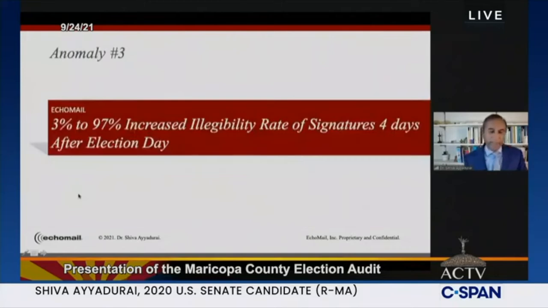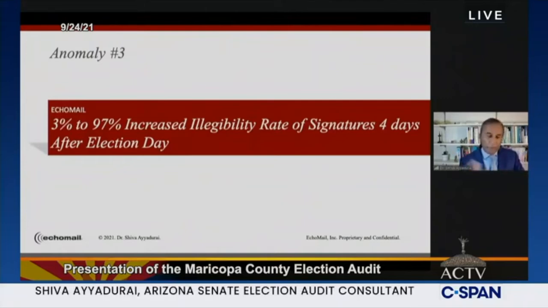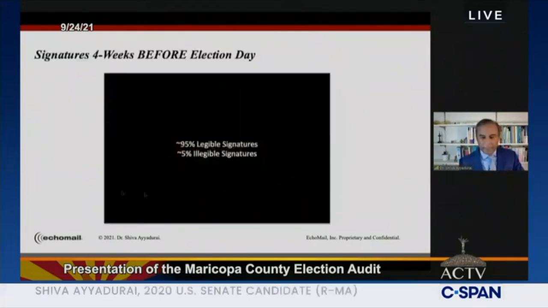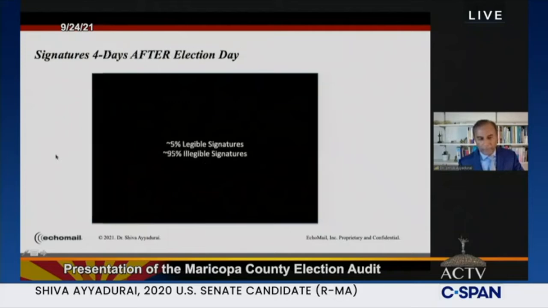The third anomaly is, again, focusing on signatures. We did a randomized analysis of just supervised review, which is human review, just randomly looking at signatures, their legibility. Again, this is a wonderful analysis that can be done in handwriting, 4 weeks before the election and 4 days after. We can't share this with you, obviously, but we found out 4 weeks before, 95% were legible signatures and only 5% were illegible. But 4 days after, 5% were legible, 95% were illegible.